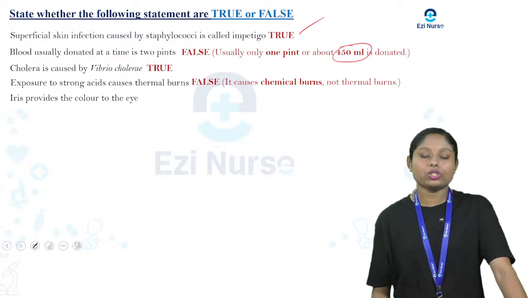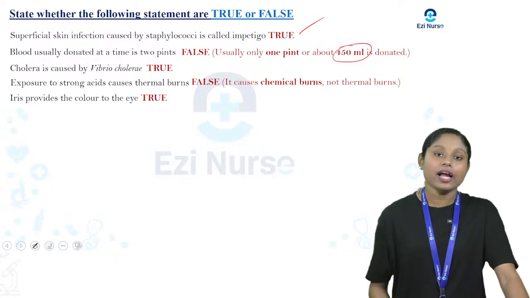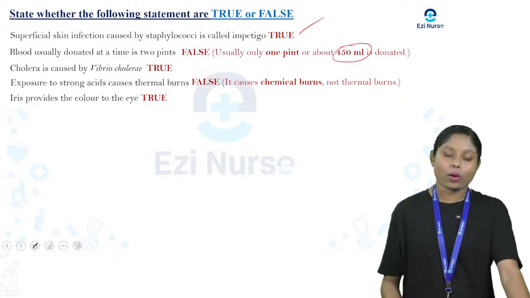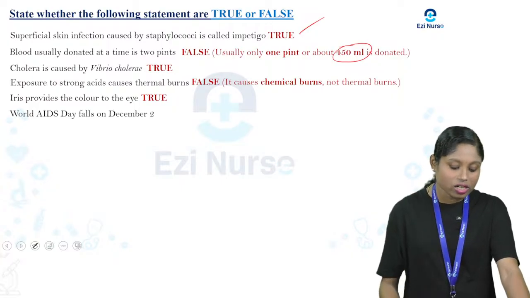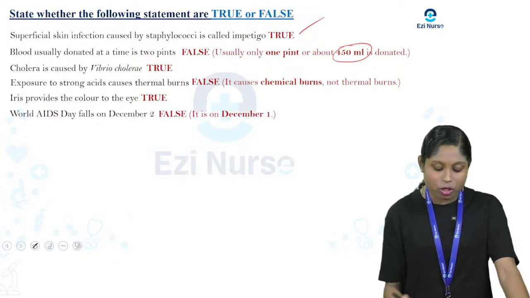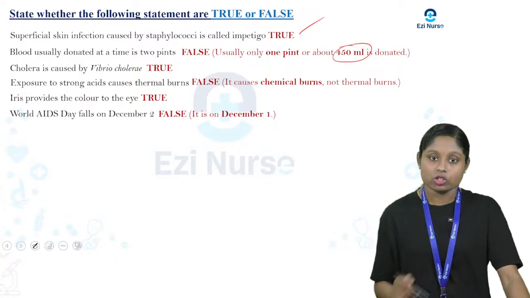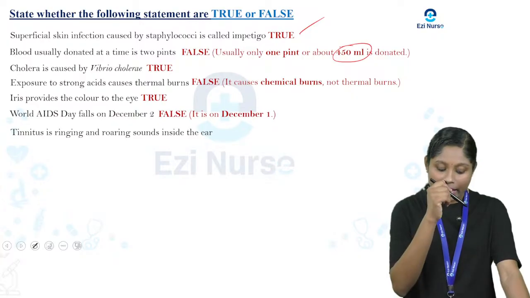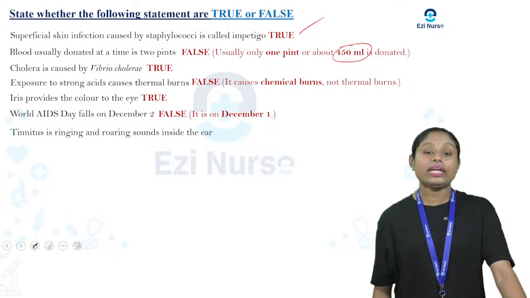Iris provides the color to the eye. Is it true or false? It is a true statement. So the eye color is provided by the iris. World AIDS Day falls on December 2. Is this statement true or false? It is false because it is on December 1st. So that's a wrong statement. Tinnitus is ringing and roaring sound inside the ear.